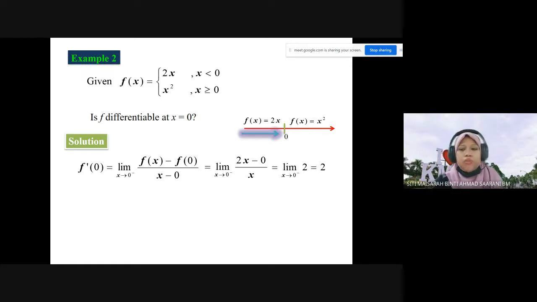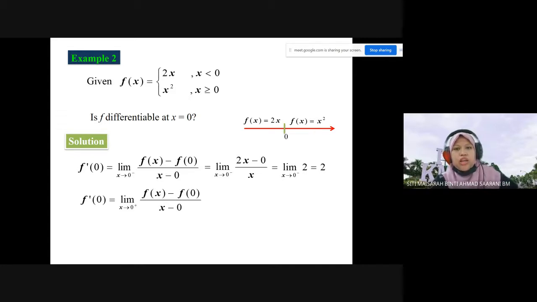Okay. And then kita buat pula untuk yang kanan pula. f prime 0 from right, f(x) minus f(0) over x minus 0. So f(x) dia kita ambil yang belah kanan, which is yang belah kanan adalah x square. And then f(0) sama lah macam tadi, kosong square, kosong. So then limit x approach 0 from right, x square minus 0 over x. So then kita boleh ringkaskan dia, x square over x is become x. So limit x approach 0 from right, x. Then kita substitute dengan kosong, x kosong. So then we get f prime 0 from right is 0.